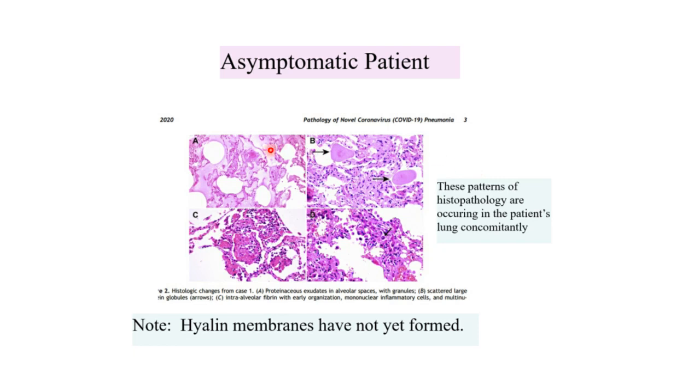The other thing to note is you've got several different types of pathological changes occurring in the patient's lung concomitantly. So this is happening, this is happening, this is happening in the lung at the same time. And also note that the hyaline membranes have not yet formed.